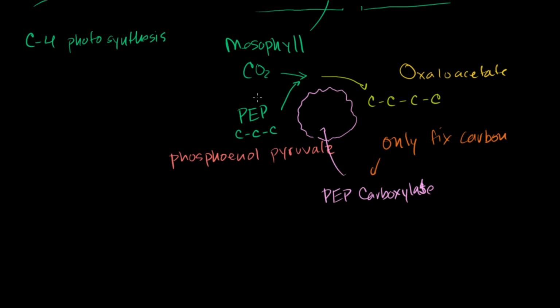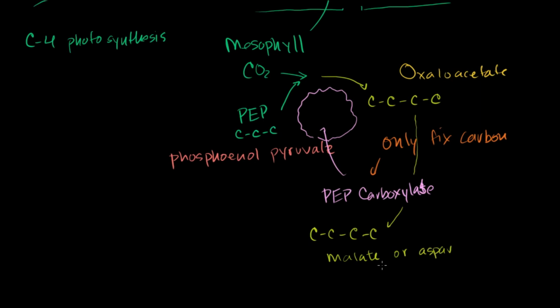Then oxaloacetate gets converted. Let me make it. I made this not as neatly as I would like to. But then that gets converted to either malate or aspartate. But these are all 4-carbon molecules. They're a little different. They're going to have different oxygens and hydrogens hanging off of them. But this is either malate or aspartate.